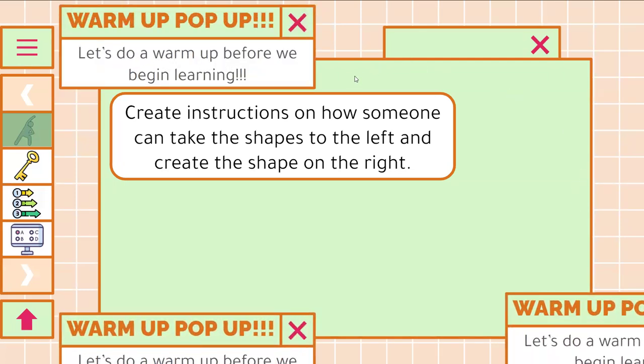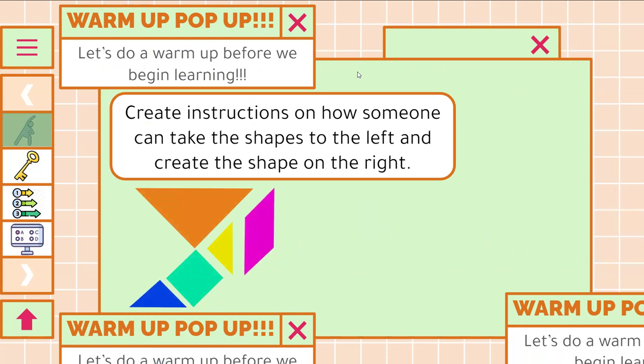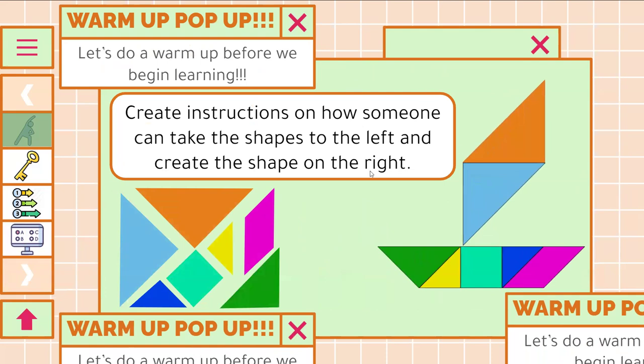Create instructions on how someone can take the shape to the left and then create the shape on the right. So you have all these shapes to use. What instructions would you list off on how to turn these into this image here?